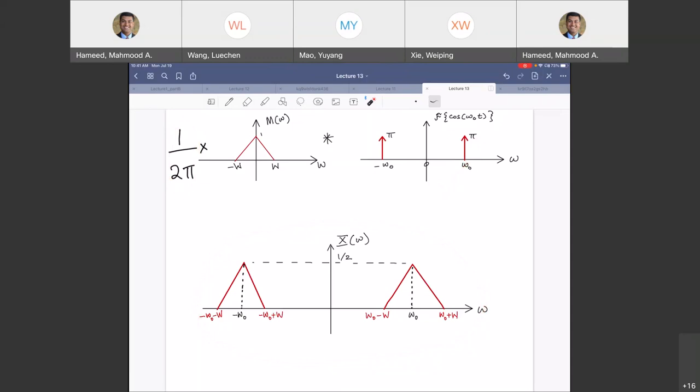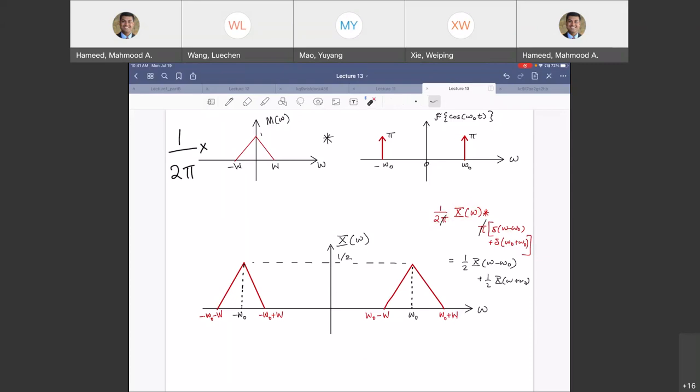You guys see that? So what you're after is 1 over 2 pi X of omega convolved with, again, the pi, delta of omega minus omega naught plus delta of omega plus omega naught, right? That's for the second cosine. You see that? Again, what is going to happen? The pi is going to get canceled here. Half of it is going to happen at X of omega minus omega naught, right? So I can say this is going to be what? Half X of omega minus omega naught plus half X of omega plus omega naught.